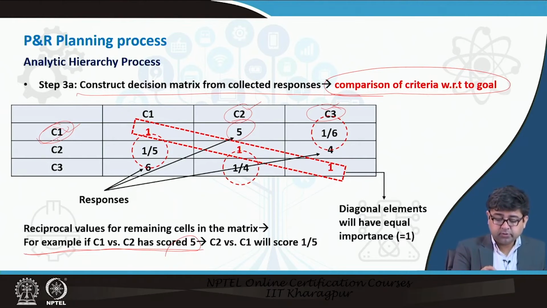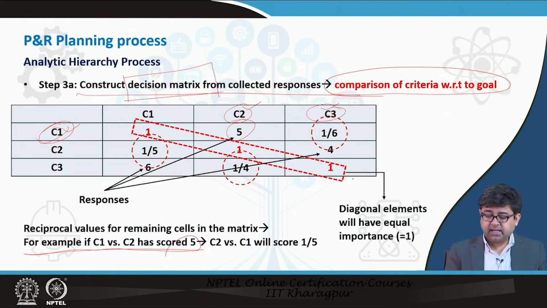So, this is how you develop what is called a decision matrix, from all the data that you have gathered, and you would see that obviously your diagonal would be 1 because you are not comparing criteria 1 against criteria 1. So, all of this would be 1. So, if all the diagonal is 1, in this matrix you would have all the values on one side as the reciprocal of the value on the other side.